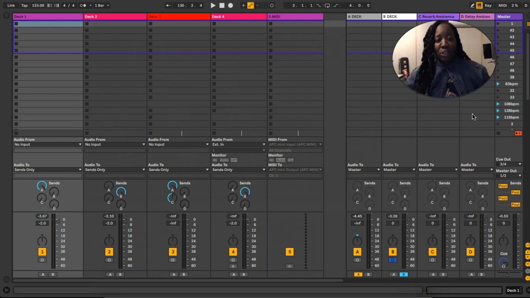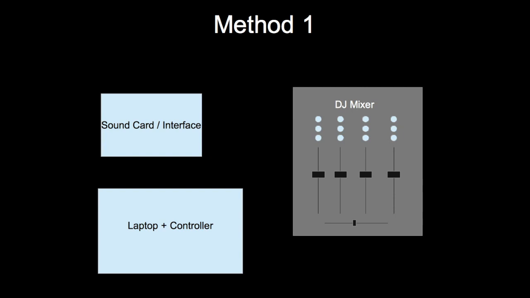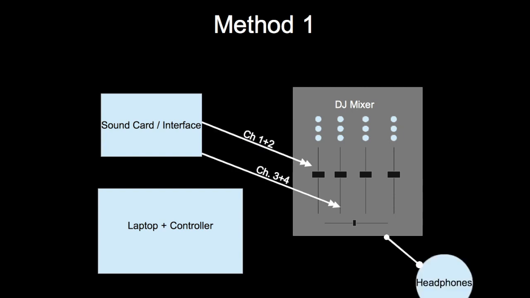So the first option is, well, actually, let's just look at the screen first. We see here that I have 4 audio channels that I've named deck 1, 2, 3, and 4, and I have 1 MIDI channel. If we are not looking at this section at all with the auxiliaries, then we're just looking here, and to let you know, you can go directly from Ableton Live to the DJ mixer if you have the right audio interface.